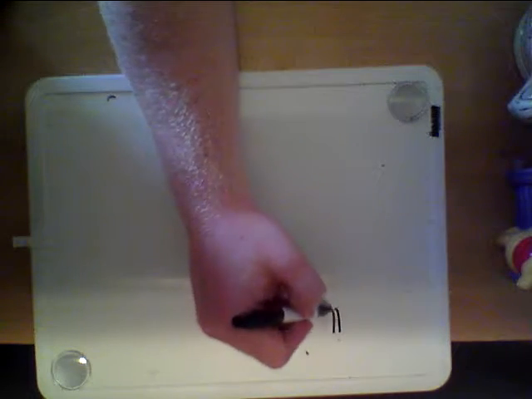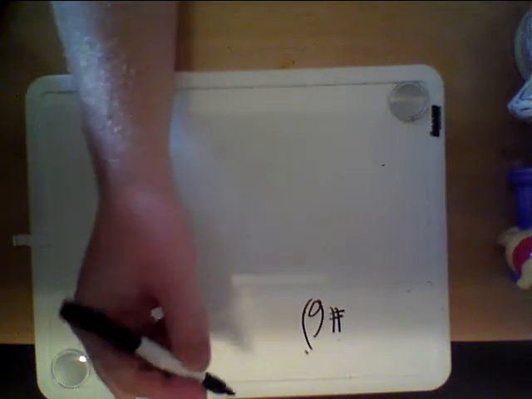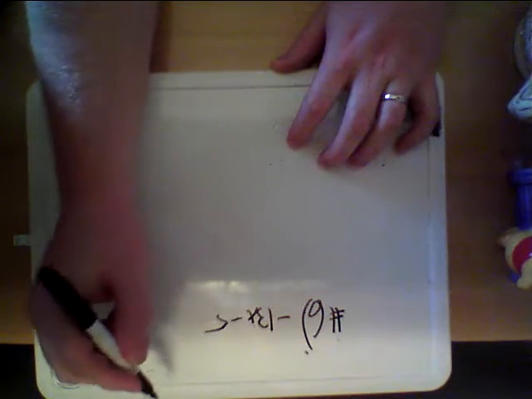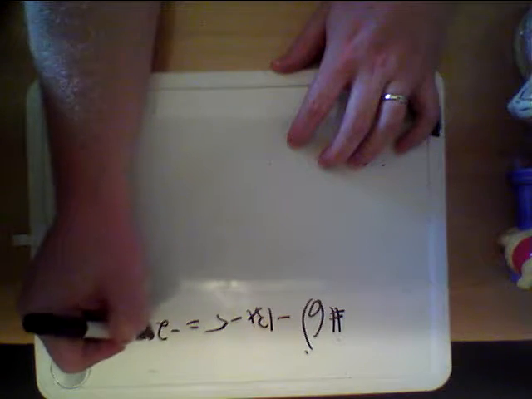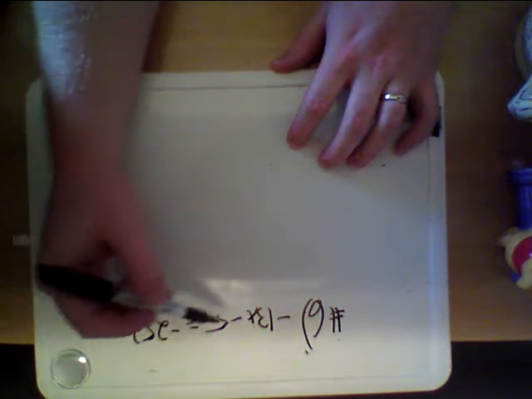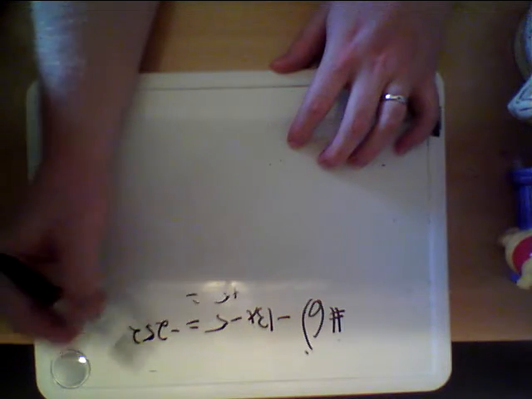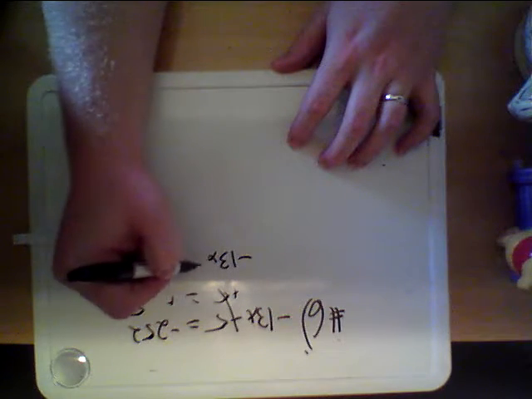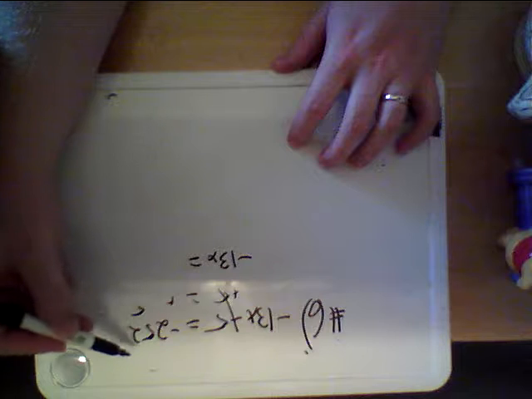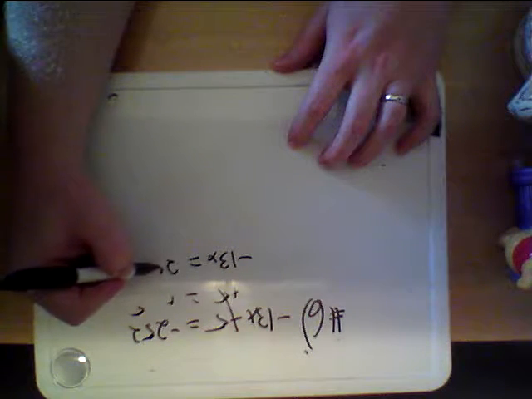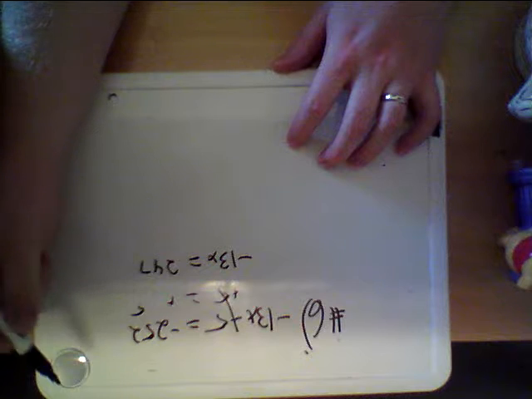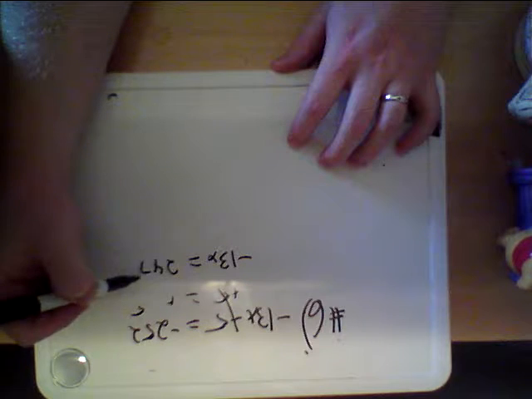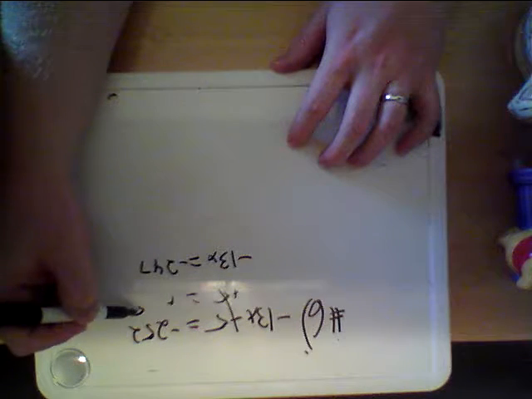Okay, number 6. We have negative 13x minus 5 equals negative 252. I'm going to have to do some long division again. So we're going to add 5 to both sides. That's going to cancel by design. So negative 13x equals negative 252 plus 5, which is going to be negative 247, right? Yes, because 247 plus 5 is 252.